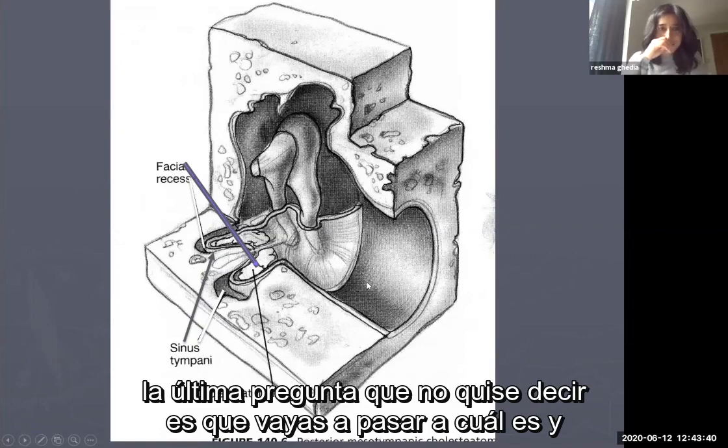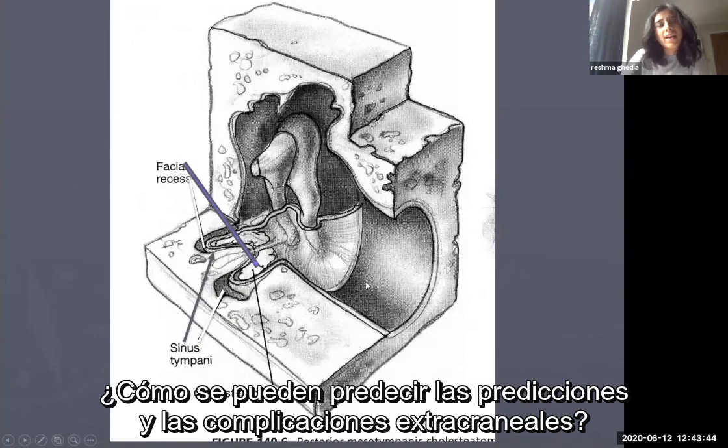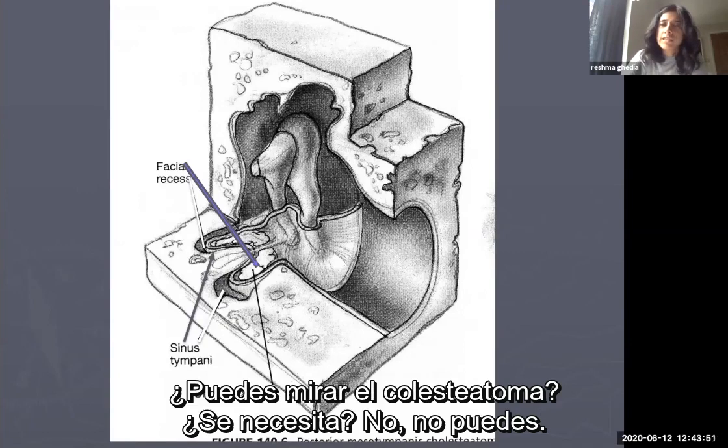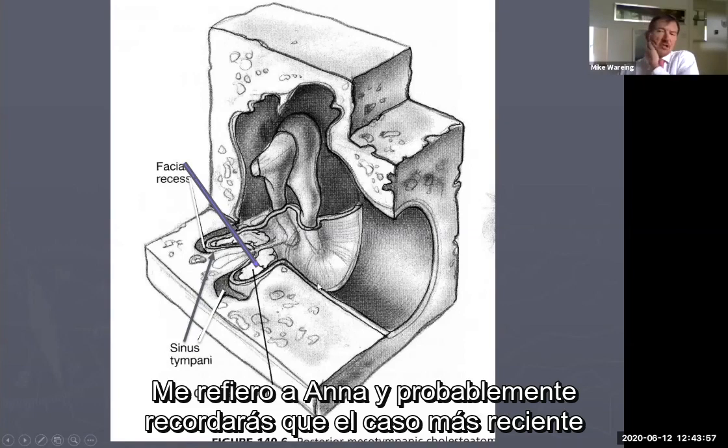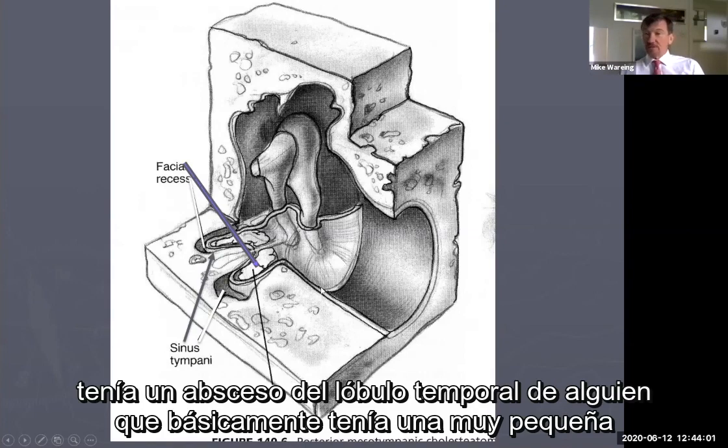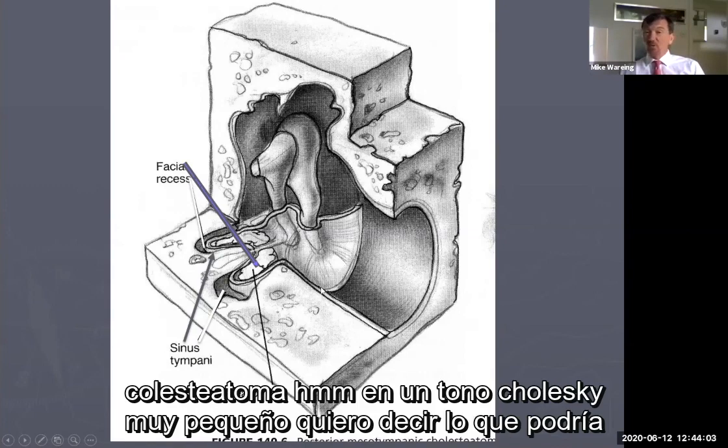Okay, and the last question, which is, how can you predict extracranial complications by looking at the cholesteatoma? No, you can't. Anna and you will probably remember the most recent case we had of the temporal lobe abscess in someone who basically had a very small cholesteatoma.